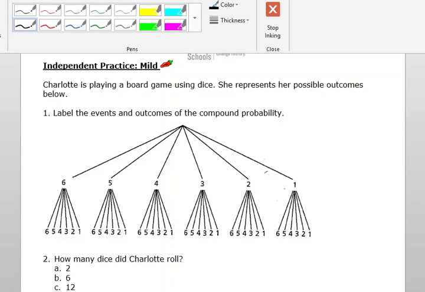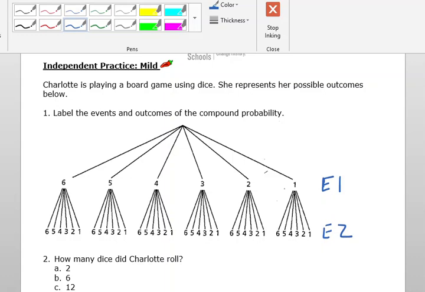Okay, we are going to go over the independent practice mild. Charlotte is playing a board game using dice. She represents her possible outcomes below. Label the events and outcomes of the compound probability. Okay, so this is event 1, and this is event 2. To be totally honest, not really sure why it had to start at a point up here. It doesn't, in fact, but those are your 2 events.